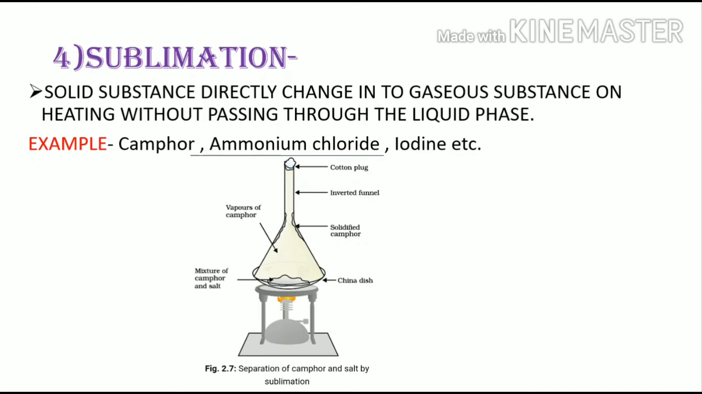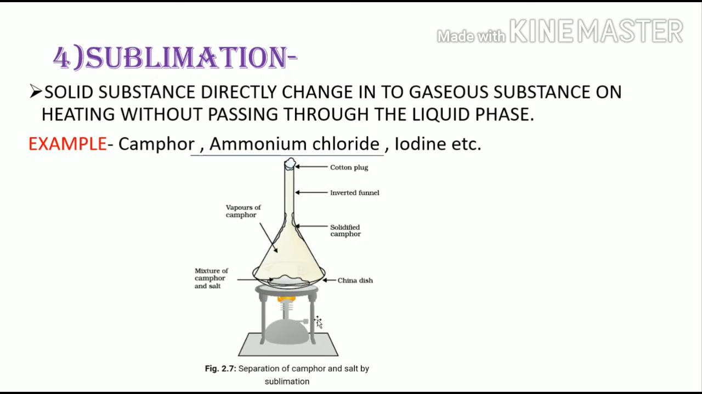Sublimation is a very important technique. Sublimation is a process by which a solid substance is directly changed into a gaseous substance without passing through the liquid state. Okay, this is called sublimation. Some sublimatory substances are camphor, ammonium chloride, iodine, etc. These are the sublimatory substances, and we have to separate them from non-sublimatory substances.